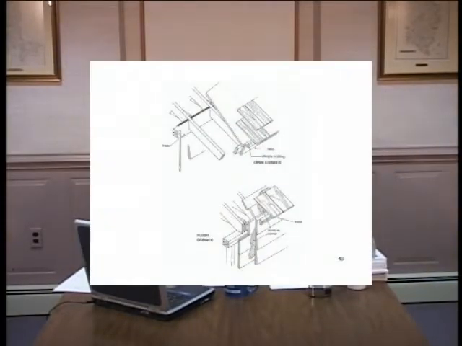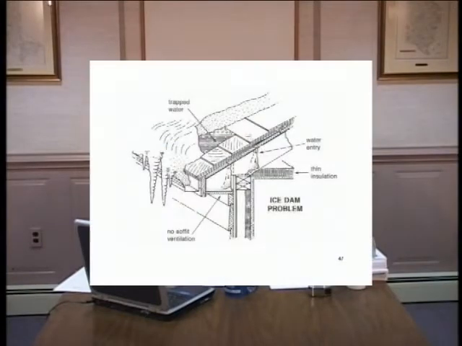Here you can actually see a flush cornice and the difference. And the molding now is considered freeze board. You can see the fascia, shingle molding. And let's go to our next page. 47. The one before that was 46.